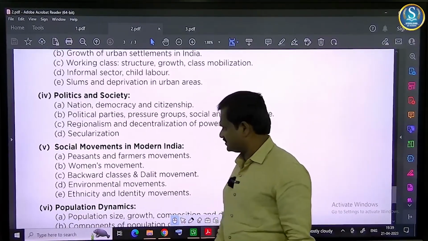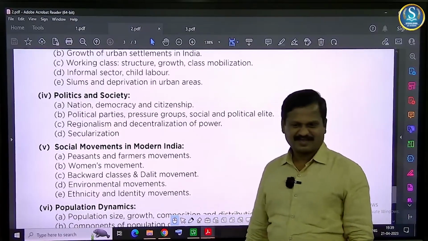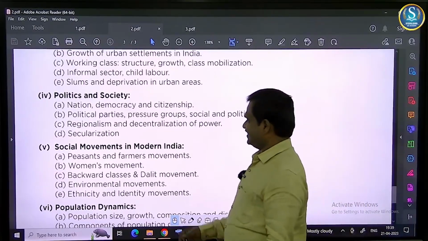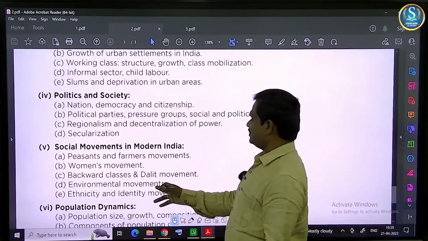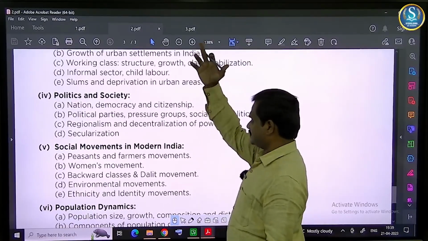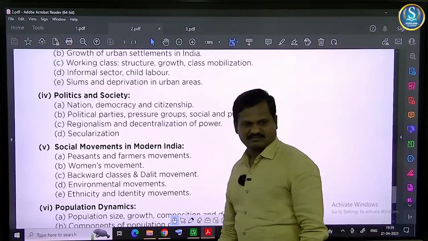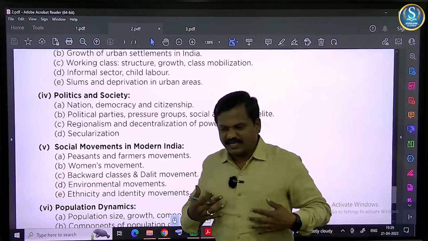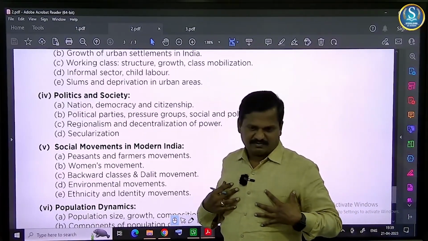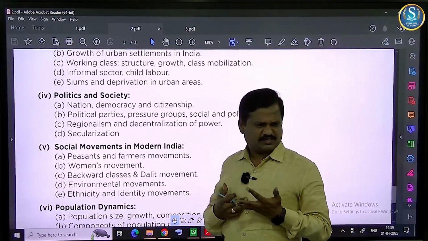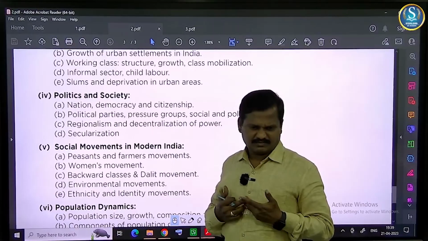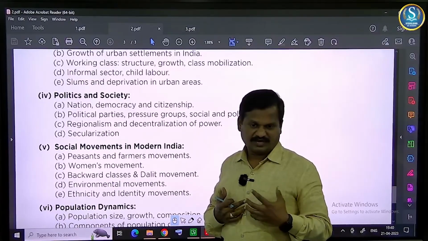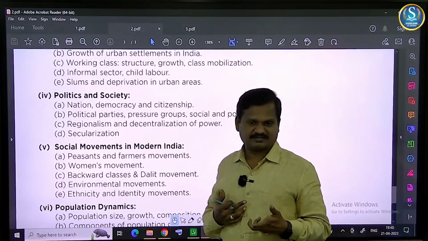So now it is time for the men's movement, against at least provincial service commissions. Backward class movement, Dalit movement, environmental movement, identity based movement. Identity means what? What is identity? Tell me what is identity. See, I identify myself based on my religion, my caste, my region. So there are many markers of identity. They are called identity markers.